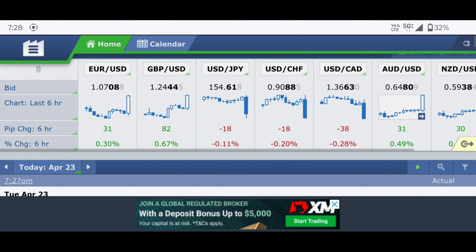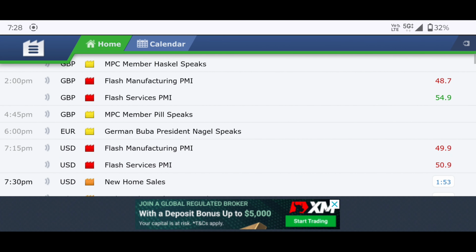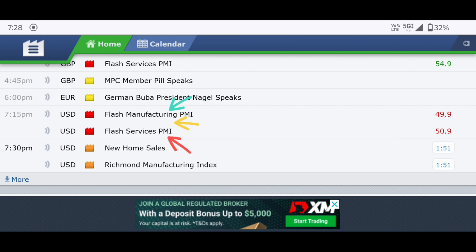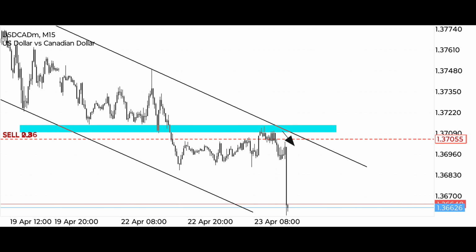Wow guys, nice move. The impact here in the market was on our side. We have opened the forexfactory.com site here, where you can see that US dollar flash manufacturing PMI and flash services PMI news, which is with red label. Such news always has a high impact on the market.